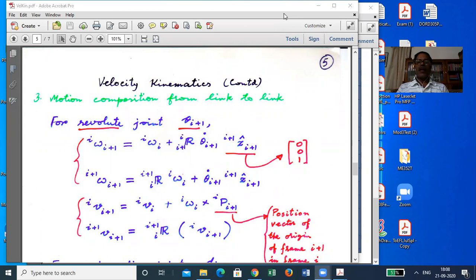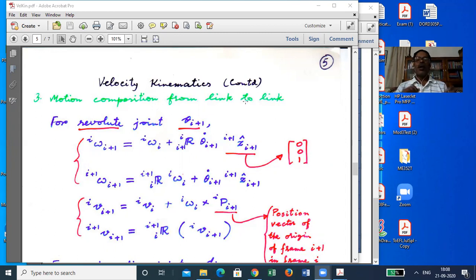Okay, in the remaining part of this discussion, we will do two things. One is we will study the motion composition from link to link. And why do we do this? Because the kind of robot manipulators that we are studying, it's a serial manipulator. So with the fixed frame, we have link one attached through joint one. Then with link one, we have link two attached through joint two, and so on. And each of these joints is prismatic or revolute.